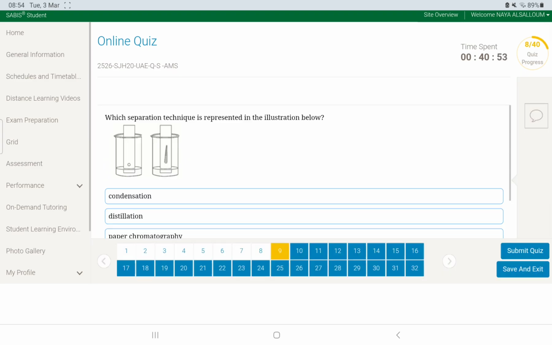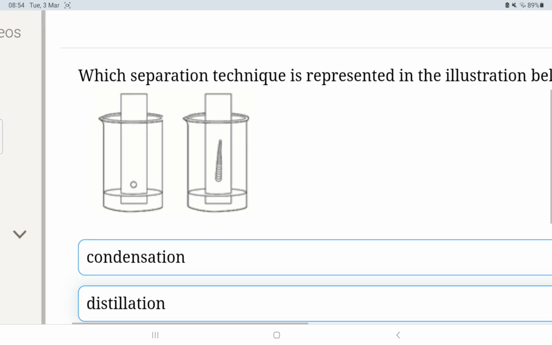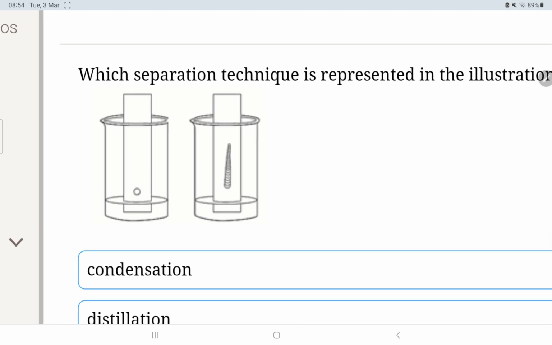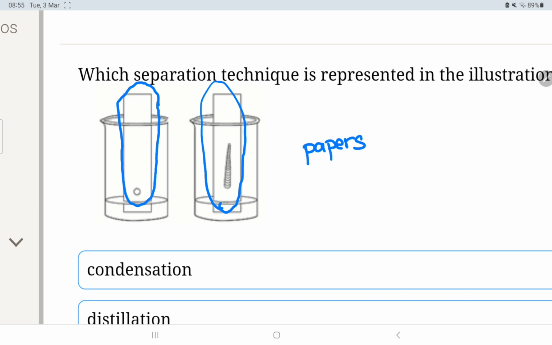Let's see, what separation technique is represented in the illustration below? See guys how they keep asking you the same thing? It's fine, we're gonna get through it either way. What's the biggest hint they're gonna give you guys? What is this? These two are papers. And this substance down there is called ethanol.